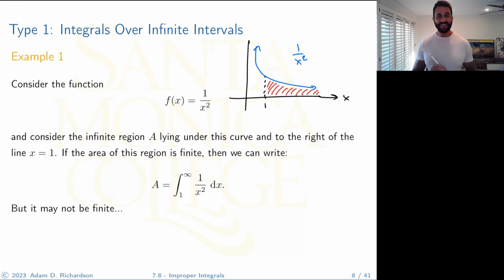So if the area under here, that red area, is finite, then we can define this integral to be that area. So again, if this exists as a finite number, then we can say that that integral is that value, that area. But it may not be finite. That's the catch here. Dealing with improper integrals, you're not guaranteed that the integral will be finite or even exist. So you have to be very, very careful. May not be finite. How do we do this?